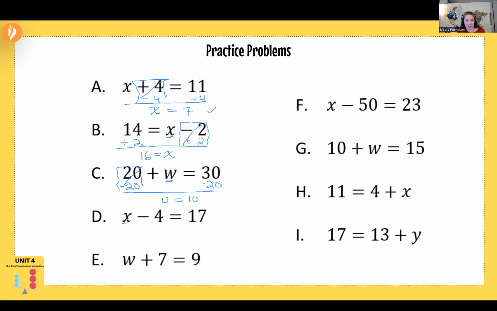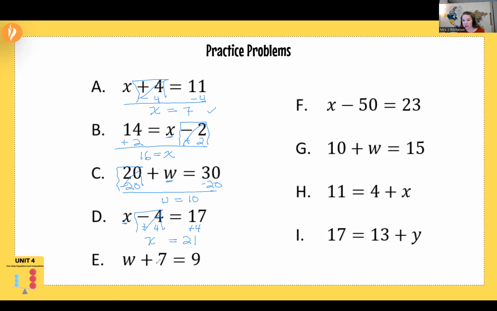Letter D, here's our variable. From it, we see minus 4. How do you get rid of minus 4? The opposite of minus 4 is plus 4. So we add 4 to both sides. Our 4's are gone. That means x is equal to 21.